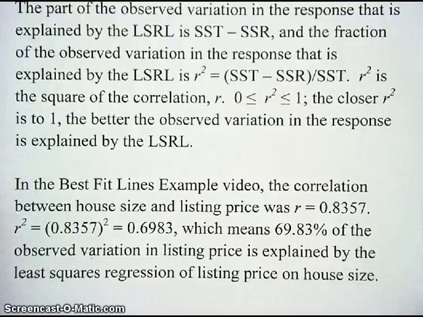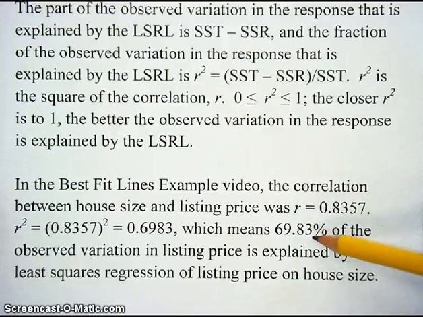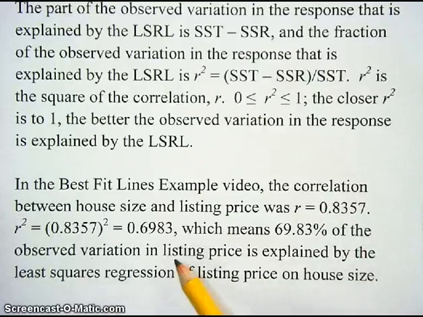So whenever you have to interpret an R squared, you're just going to follow this basic idea. Just follow this structure right here. Say what percent, that is, express R squared as a percentage, of the observed variation in, and then you put your y variable in, is explained by the least squares regression of, and then you put the y variable on the x variable.